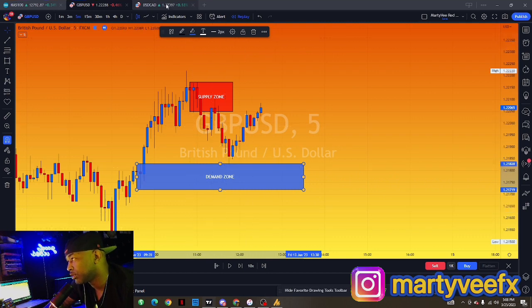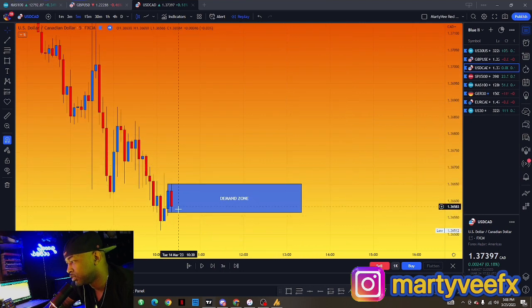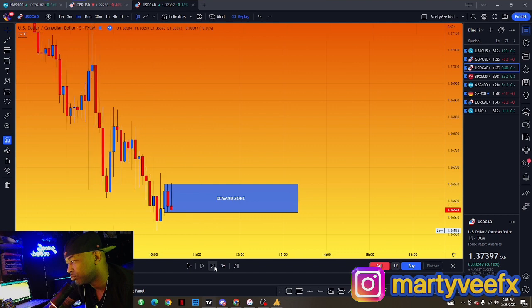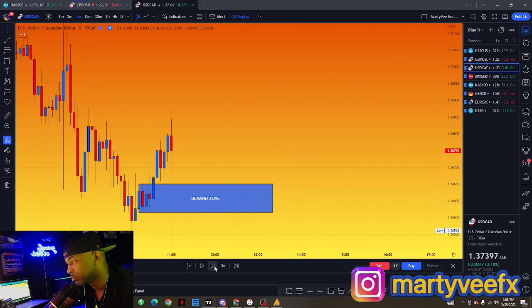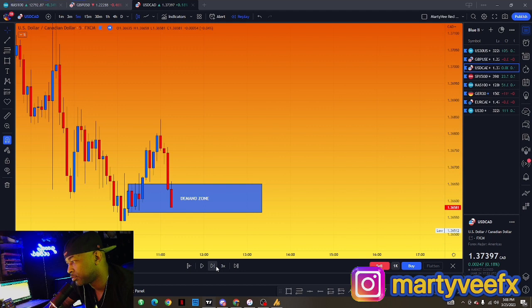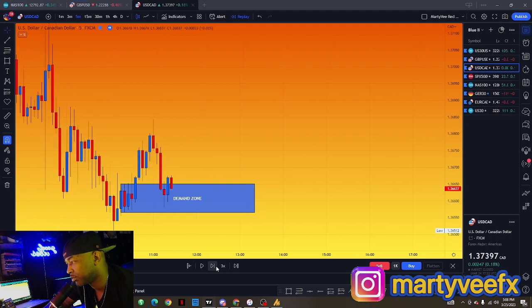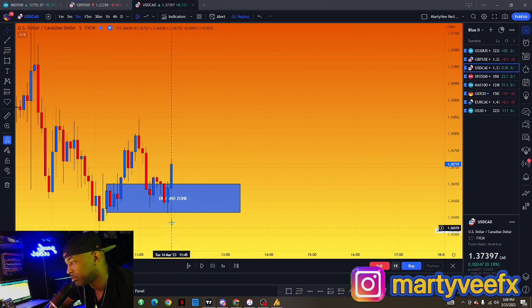So let's go to the last example in this demand right here. Let's see what happens. Goes up, down, boom, it tapped my zone. All right, let's see if it respects it. It's playing around. Went to the bottom of the zone. Now it's back up.